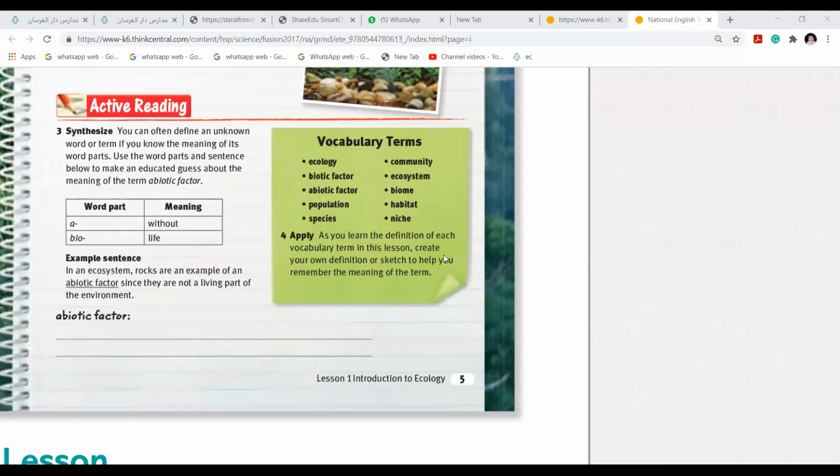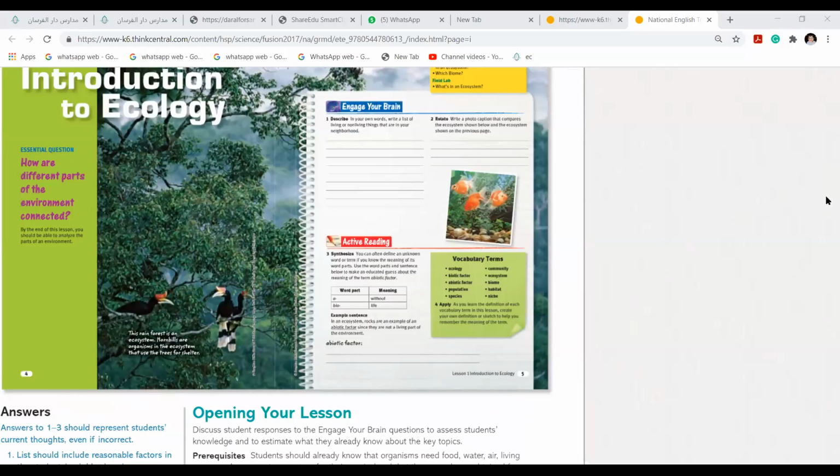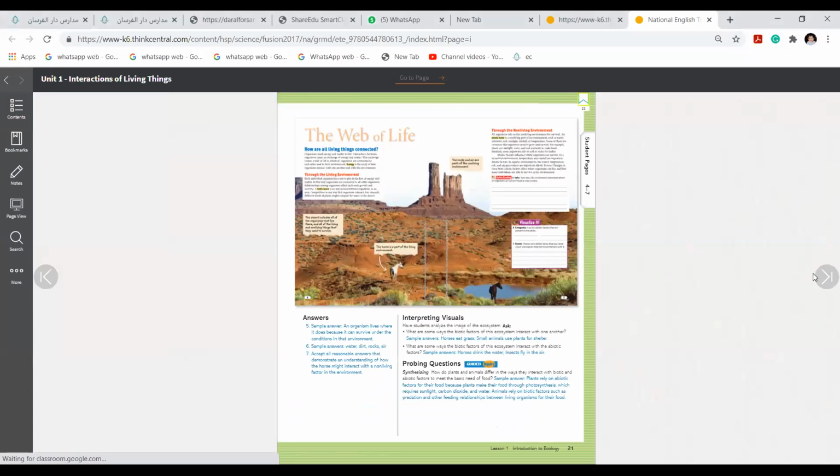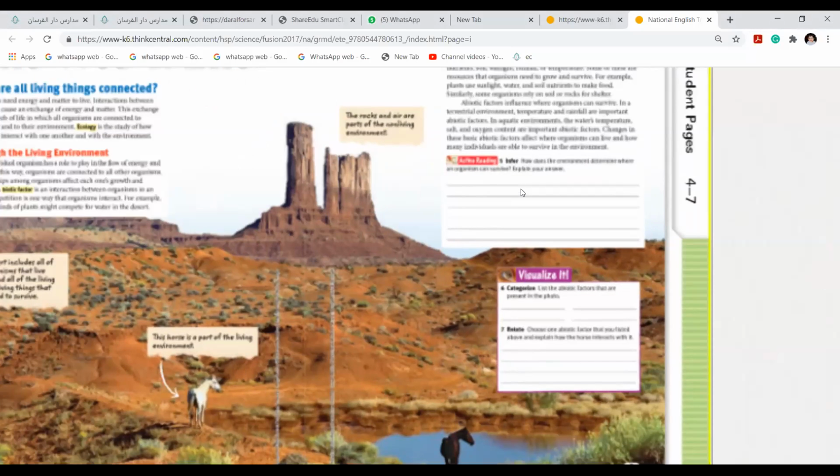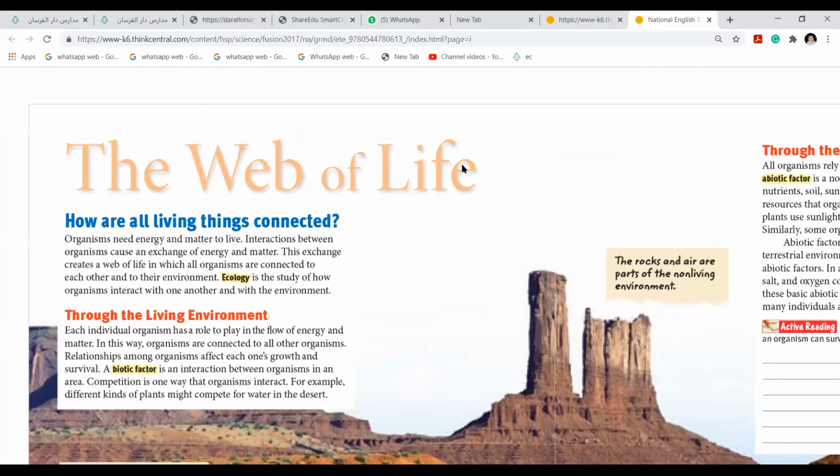So the first one is ecology. We will discuss ecology, biotic factor, and abiotic factor. See, every time a word ends with GY, that means it is the study of something, like biology. Bio means living, so biology is the study of living things. Ecology means the study of how organisms interact with one another and with the environment. This is ecology.